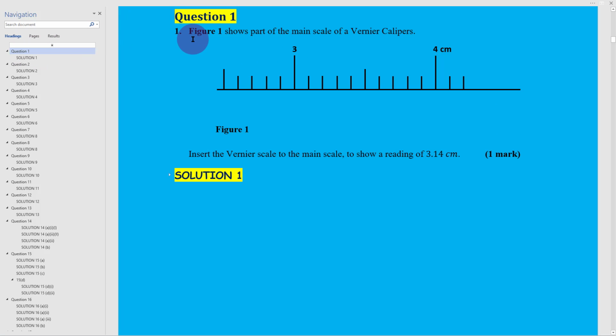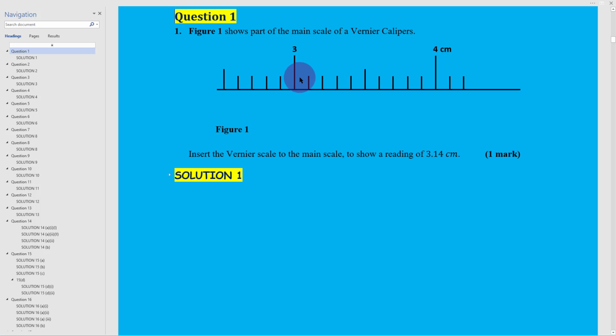In this first question, we are told that figure 1 shows part of a main scale of a vernier calipers, and we are required to insert the vernier scale to the main scale to show a reading of 3.14 centimeters. When you look at this reading here, you've already been given these 3 and these 4, and each division here is 0.1 centimeter.